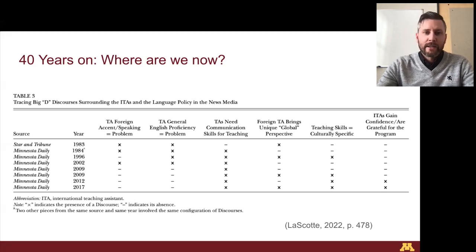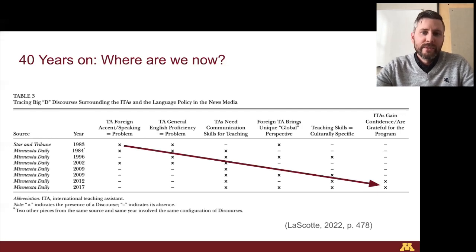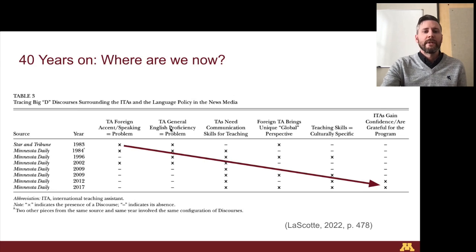And over the past 40 years, it seems that we've moved discursively from talking about the ITA problem as resolving an issue with TAs' foreign accents being too thick or having a lack of adequate language proficiency, to talking about the need to teach international teaching assistants teaching skills, which happen to be culturally specific, or equipping ITAs with confidence so that they can carry out their duties as TAs.